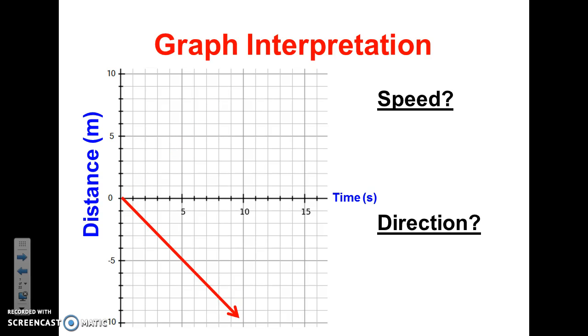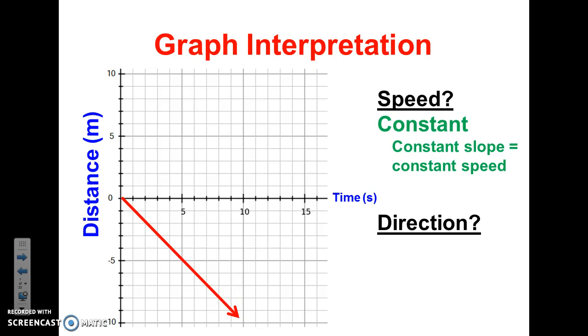For this object, again, our speed is constant. We have a constant slope, so that's a constant speed. My direction, again, I'm moving away from the 0 point, getting further and further away from zero. My numbers are getting larger. The negative just means that I am moving to the left.